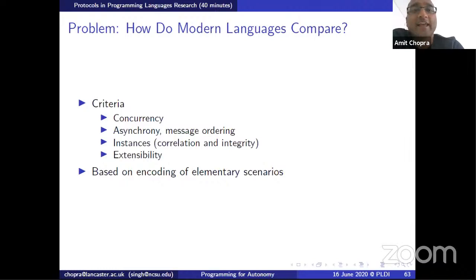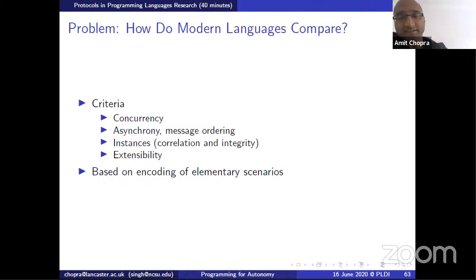Where do they differ? So we undertook a study of these languages based upon these criteria, which we think are fairly important. In fact, concurrency is one of the primary motivations in the programming languages work on protocols. So if you think about it, can a protocol express concurrent actions by different parties? That is one of the criteria we're going to study. Asynchrony: how well does a protocol language support asynchrony? Is it fully asynchronous, meaning can protocols in the language be enacted without assuming any ordering guarantees? Or is it asynchronous but still requires some ordering guarantees, like FIFO, first in, first out message delivery?